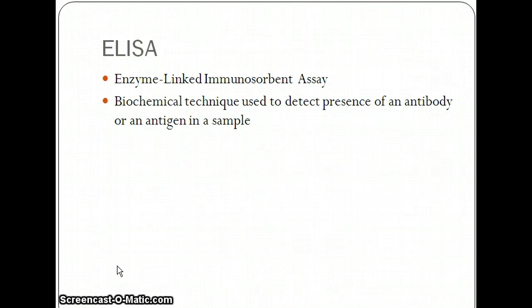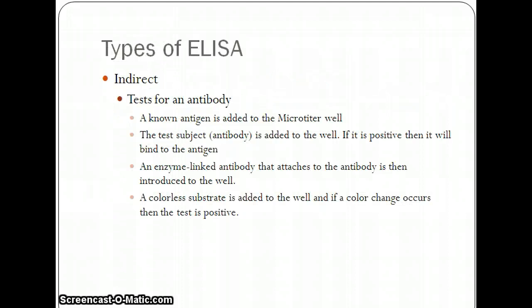ELISA stands for enzyme-linked immunosorbent assay. What does it do? It's a biochemical technique used to detect the presence of an antibody or an antigen in a sample. Biochemical technique used to detect presence of an antibody or an antigen in a sample.